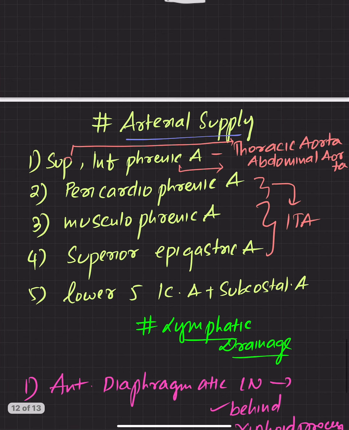Now coming to the arterial supply. Superior and inferior phrenic artery, pericardiophrenic artery, musculophrenic artery, superior epigastric artery, lower 5 intercostal arteries and subcostal arteries. The superior phrenic artery is a branch of the thoracic aorta, and the inferior phrenic artery is a branch of the abdominal aorta. Remaining all of them are branches of the internal thoracic artery.